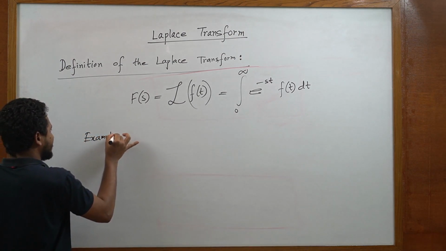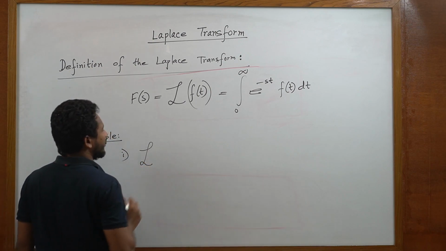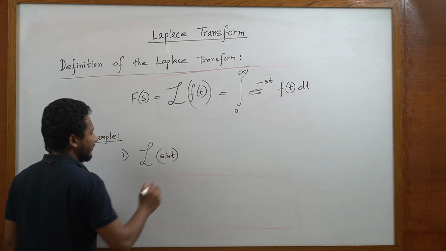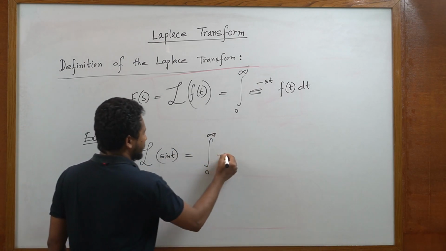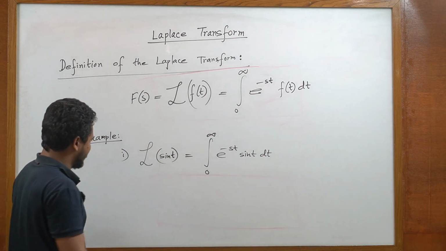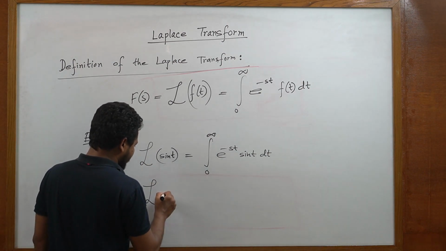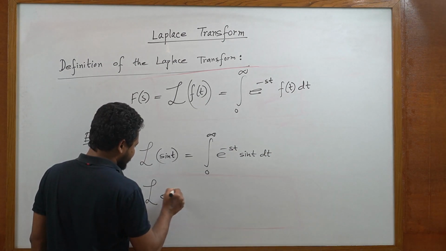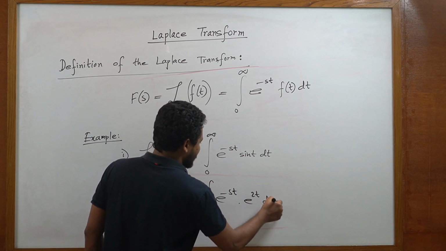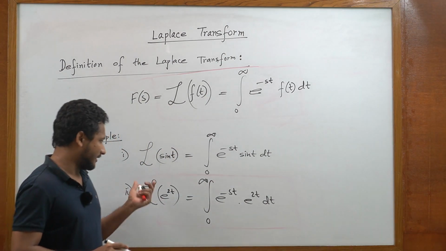Now let's see examples. If we write Laplace transformation of sin t, then it would mean the integral of e to the power minus st times sin t with respect to t from 0 to infinity. If we write Laplace transform operator of e to the power 2t, the integral should be e to the minus st times e to the power 2t from 0 to infinity. Here we write, in fact, the Laplace operator in this technique.